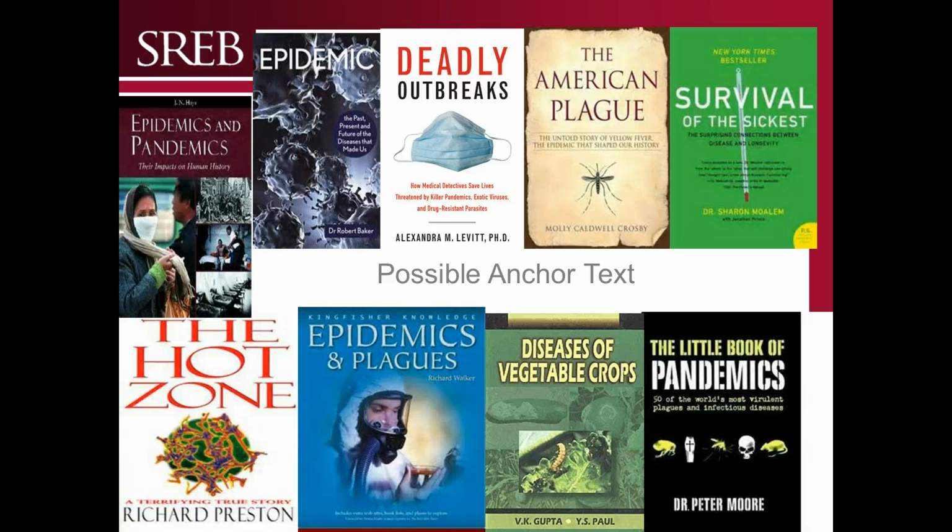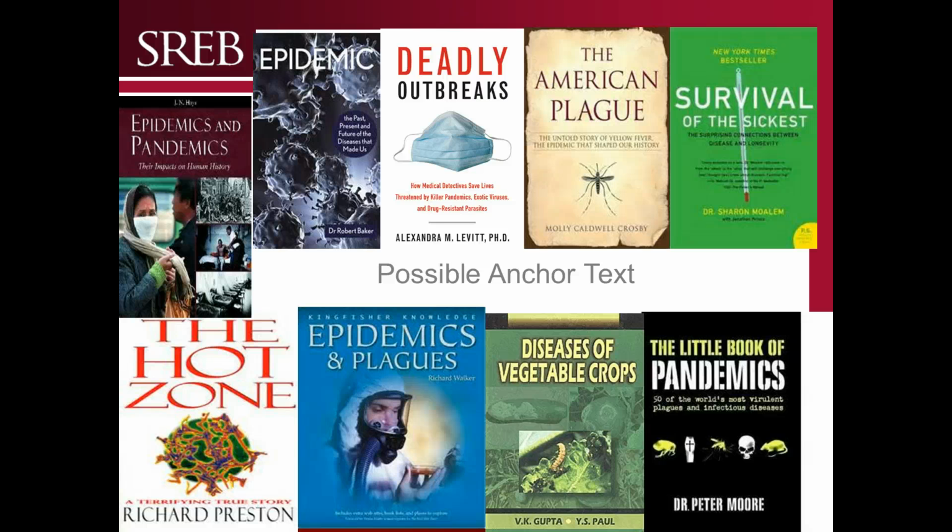Survival of the Sickest has some information on parasites that take control of their hosts, which is very interesting. And then The Hot Zone goes into the different strains of Ebola and how it's related to AIDS. So these are some great books that I've used in the past. The American Plague, I believe, starts out with yellow fever.